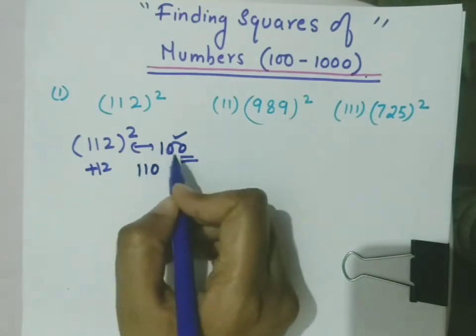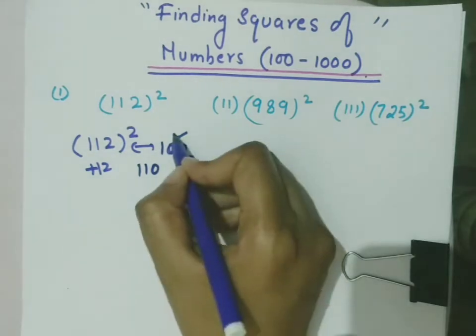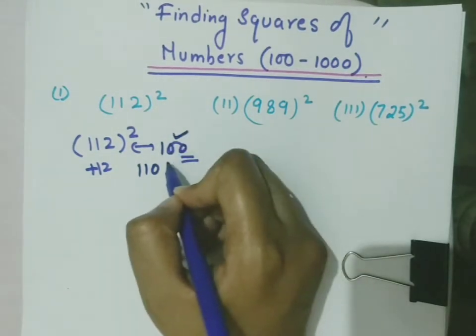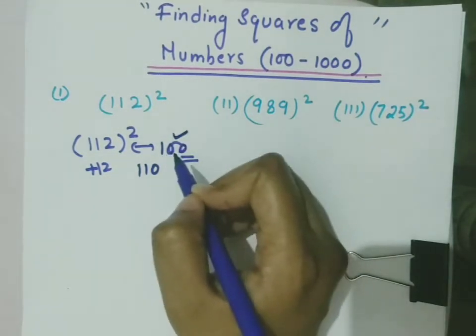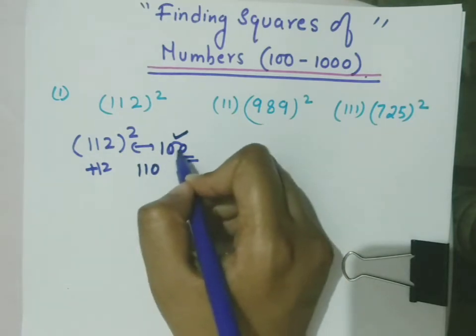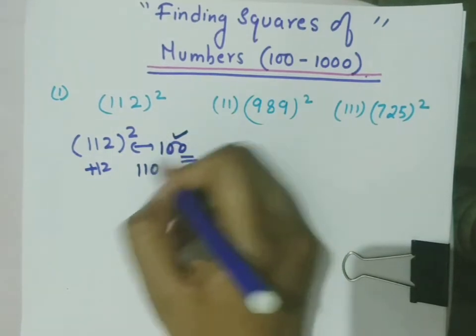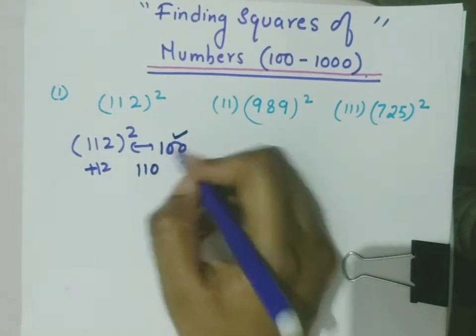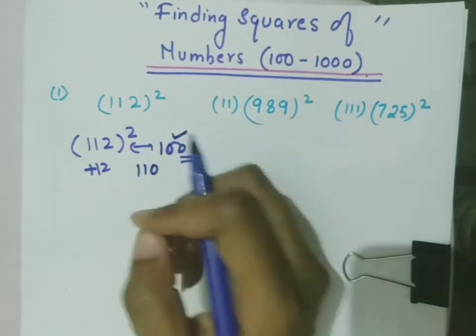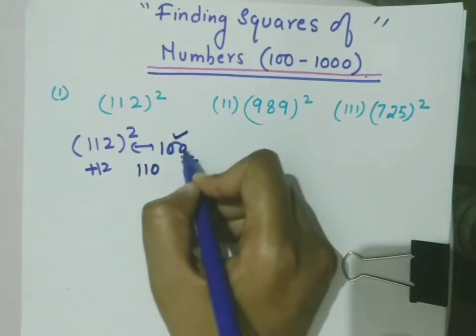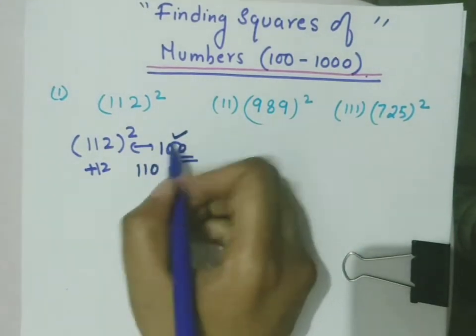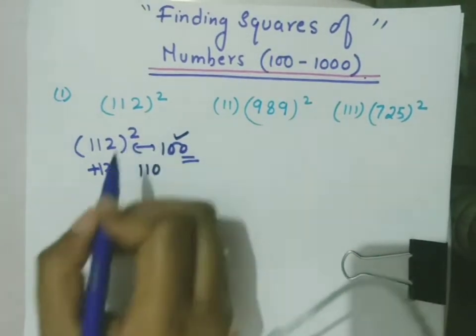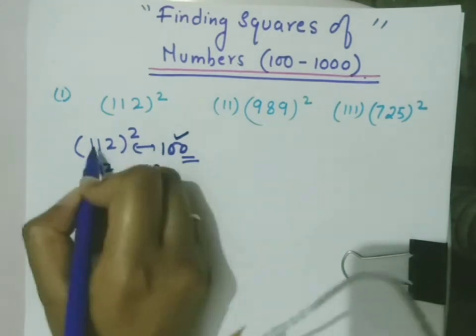So now which number will we choose? Always choose that number which has more zeros. It will make your calculation easier. You can find the answer by using both numbers, 110 and 100, but which one will you choose for easier calculation? Always choose the number which has more zeros, that is 100 here.